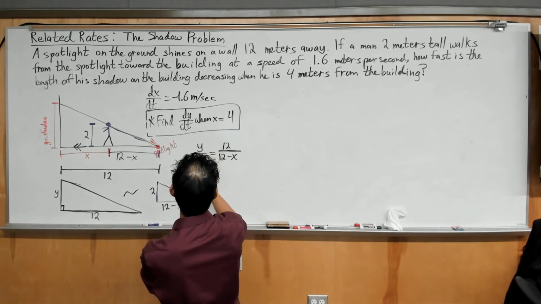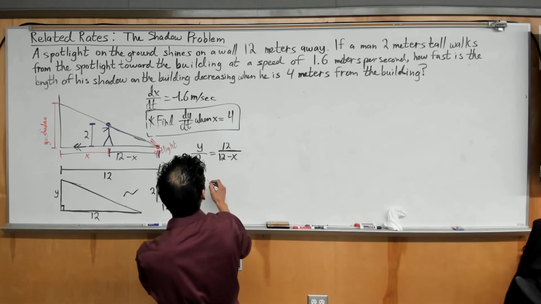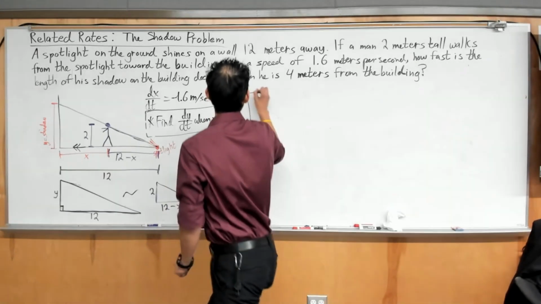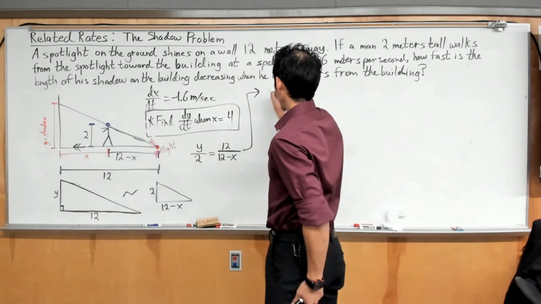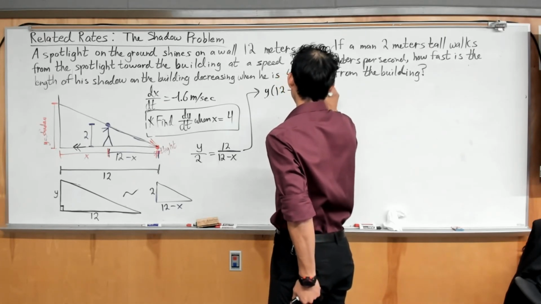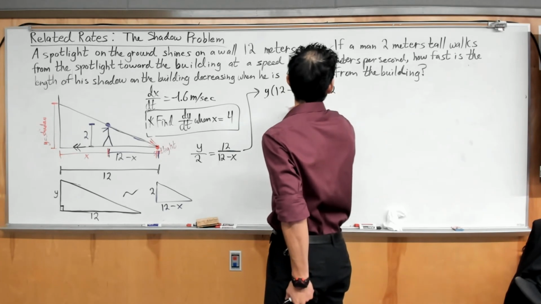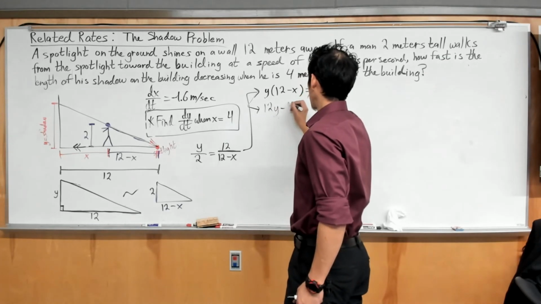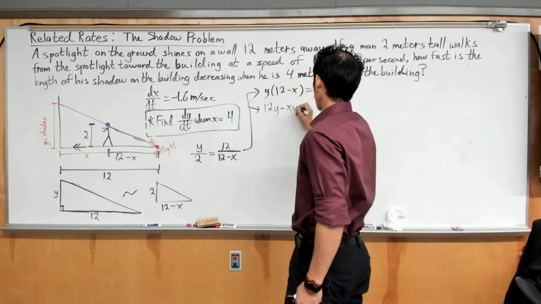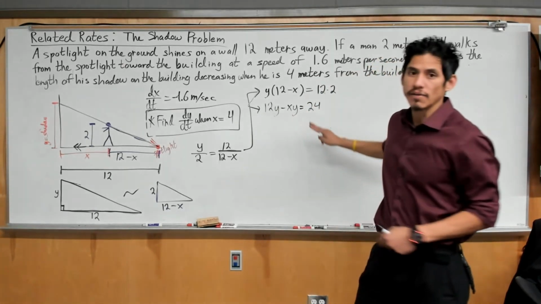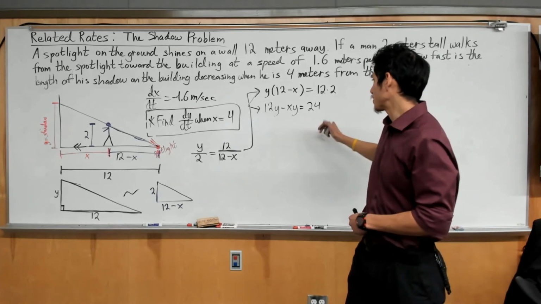So solving this, or rewriting this in terms of just y, actually let's go up here. We'll have y times 12 minus x is equal to 12 times 2. 12y minus xy equals 24. And from here, we can find the derivative by using implicit differentiation.